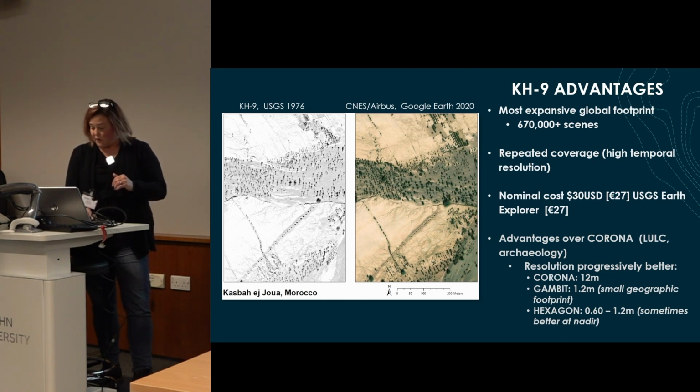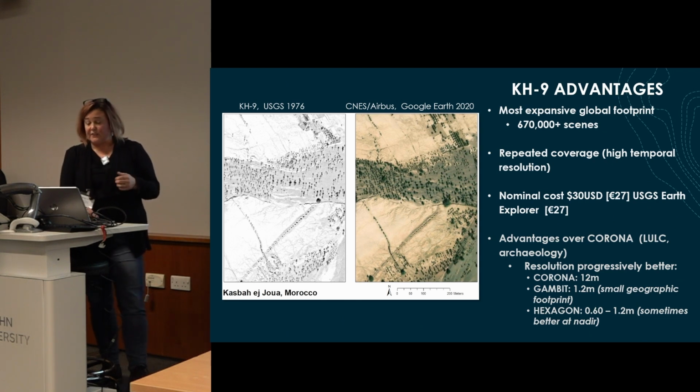The charge for the imagery is low. It's about 30 US dollars and about 27 euro. But if somebody's already purchased an image, that image is free for everyone else subsequently. And of course, the resolution is much better than Corona. As you can see here, the 1976 imagery rivals that of recent open source imagery from Google Earth. So this makes Hexagon imagery particularly useful for both archaeological and environmental studies, especially those that want to record land change.